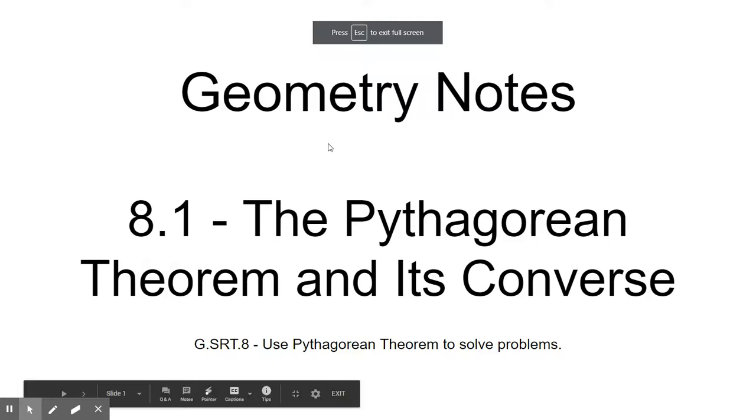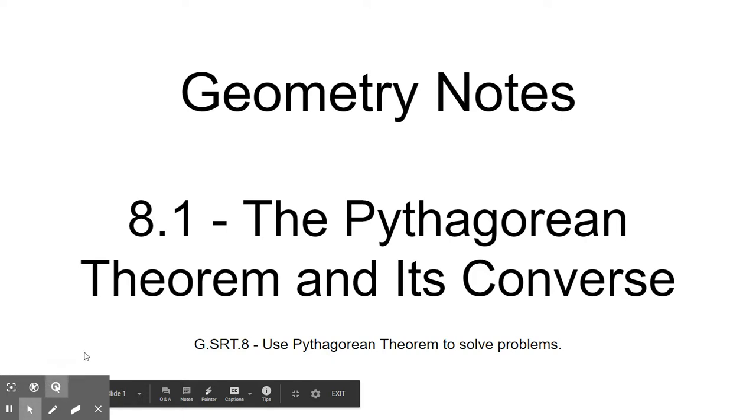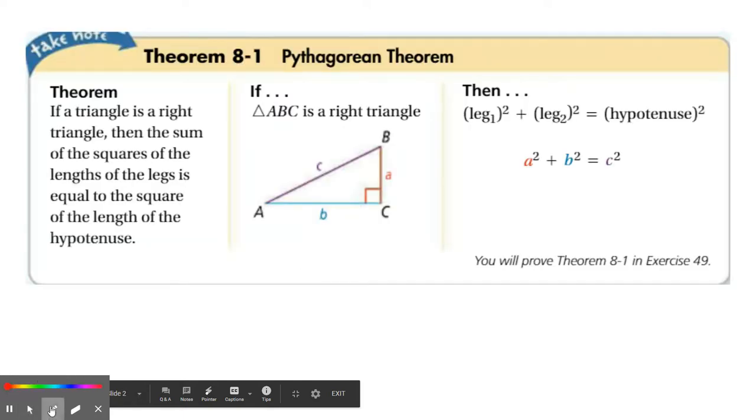All right, geometry. Chapter 8 is on right triangles, and 8.1 is on Pythagorean theorem and its converse. So this is like old news to you. We've been doing Pythagorean theorem all year long so far. It's very much related to the distance formula, okay? So here's your Pythagorean theorem, right?